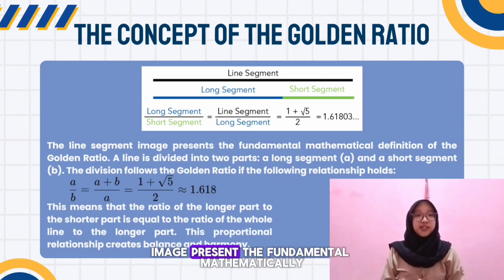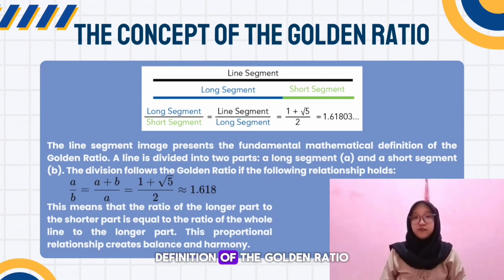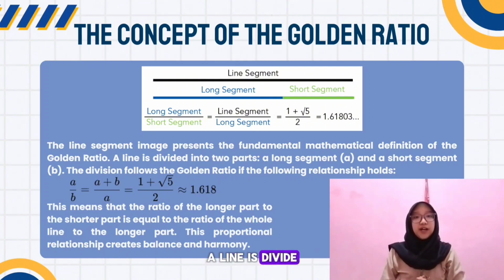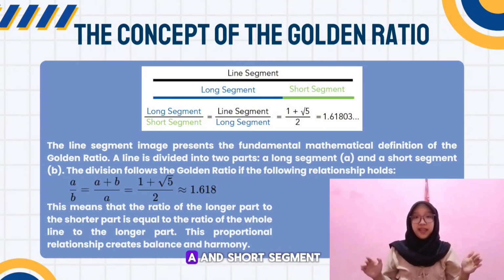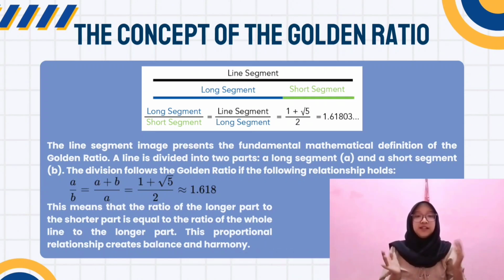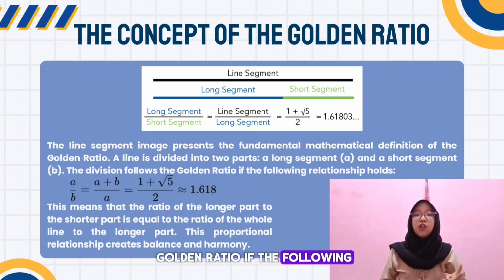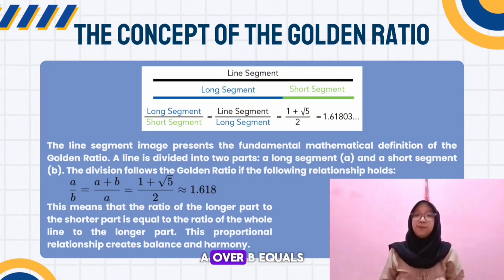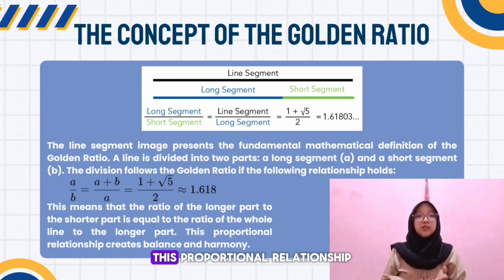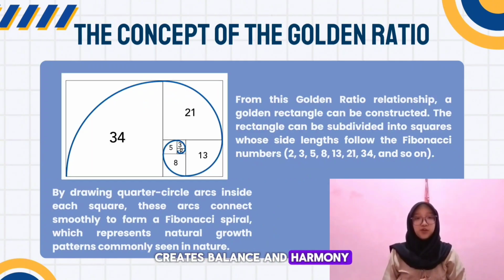The concept of the golden ratio. The line segments image presents the fundamental mathematical definition of the golden ratio. A line is divided into two parts. A long segment is a and a short segment is b. The division follows the golden ratio if the following relationship holds: a over b equals a plus b over a equals 1 plus the square root of 5 over 2, approximately 1.61. This means that the ratio of the longer part to the shorter part is equal to the ratio of the whole line to the longer part. This proportional relationship creates balance and harmony.